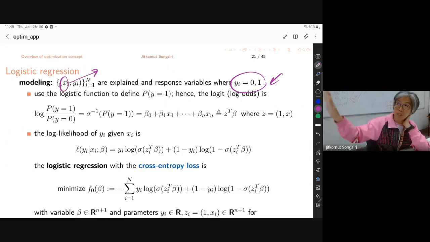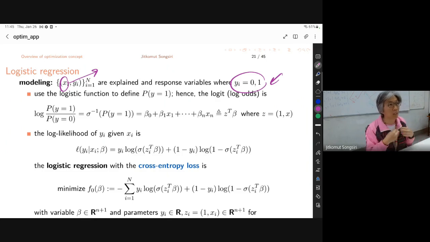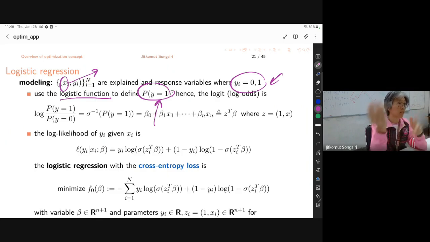Now, I'm using the notation that follows the literature in modeling. In our optimization, X is our optimization variable. But in this slide, when we talk about application, I try to use a notation that agrees with that domain of application itself. So logistic regression basically uses the logistic function to define the probability mass function, because when you have a Bernoulli variable, you define the probability of y equals 1 and then it's done, because the probability of y equals 0 is 1 minus that.